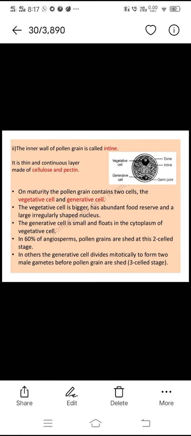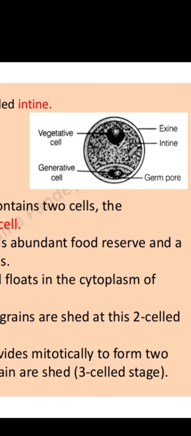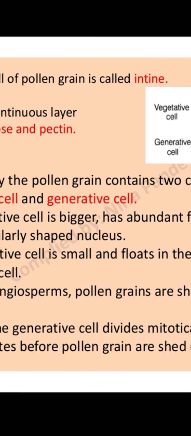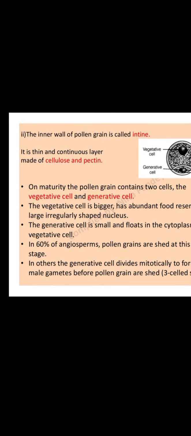The inner wall of the pollen grain is called intine. You can see the germ pore. The inner wall is called intine and the exine was the outer wall. The inner wall is a thin and continuous layer made up of cellulose and pectin. Exine is discontinuous because it has germ pores, but the inner layer, the intine, is continuous and is made up of cellulose and pectin.